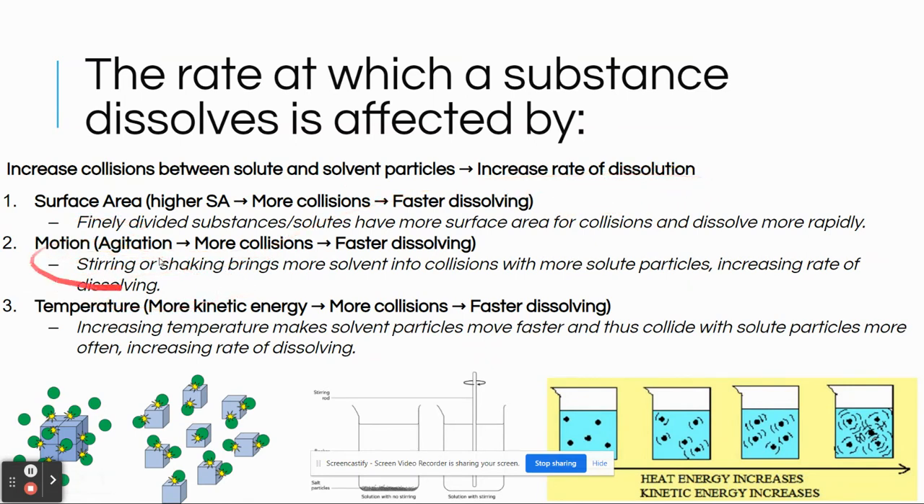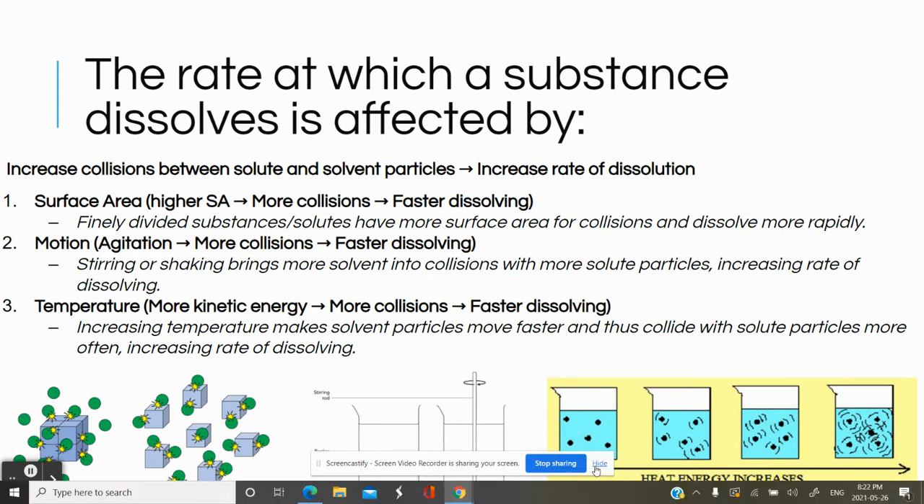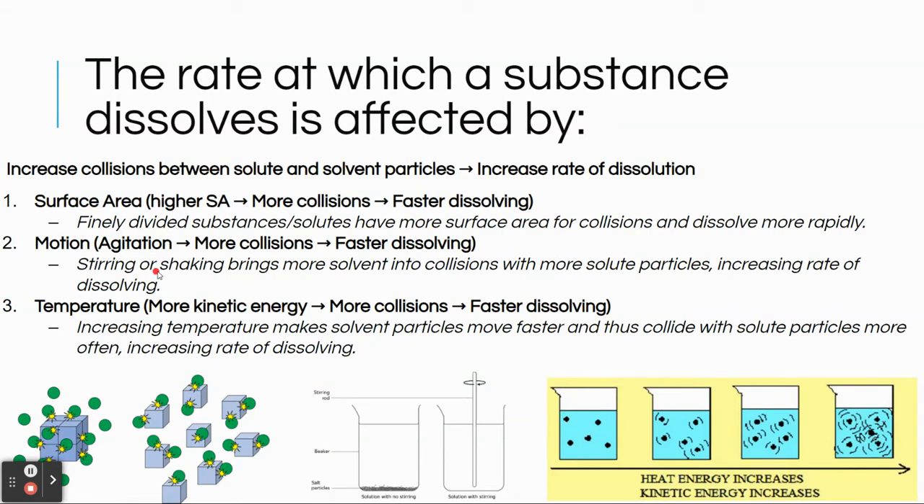So one of the simplest things you could do is simply stir, agitate. When you agitate, there's more collisions, and so dissolving happens faster. It brings the solvent and solute particles into contact more frequently. So greater agitation or stirring, in other words, motion, leads to faster dissolving, right? You can let your sugar or your salt sit in the water, and it will dissolve slowly over time, but you can speed it up by simply stirring with a stir rod, and that will speed up your dissolving.